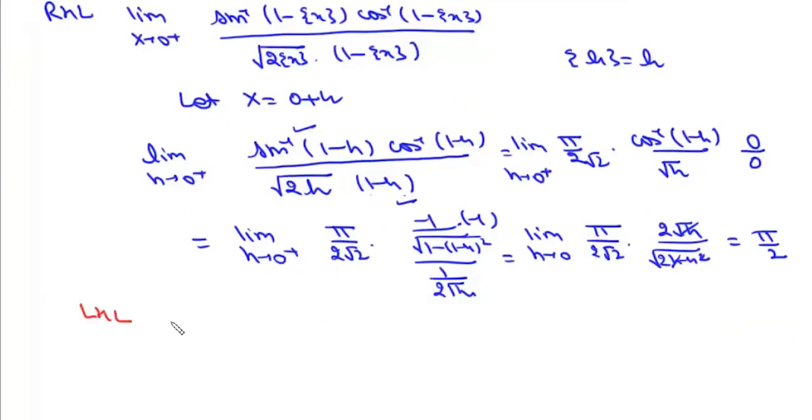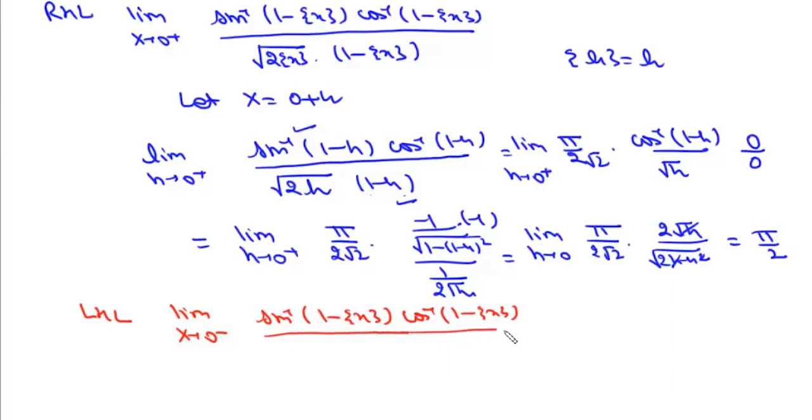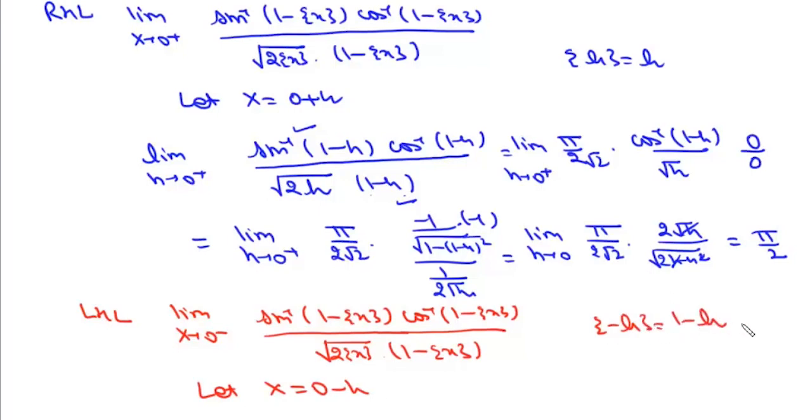Now for the left hand limit, we write limit x tends to 0 negative of sine inverse(1 minus fractional part of x) cos inverse(1 minus fractional part of x) upon under root 2 fractional part of x and (1 minus fractional part of x). Now we let x as 0 minus h. Now we know that the fractional part of minus h is 1 minus h.